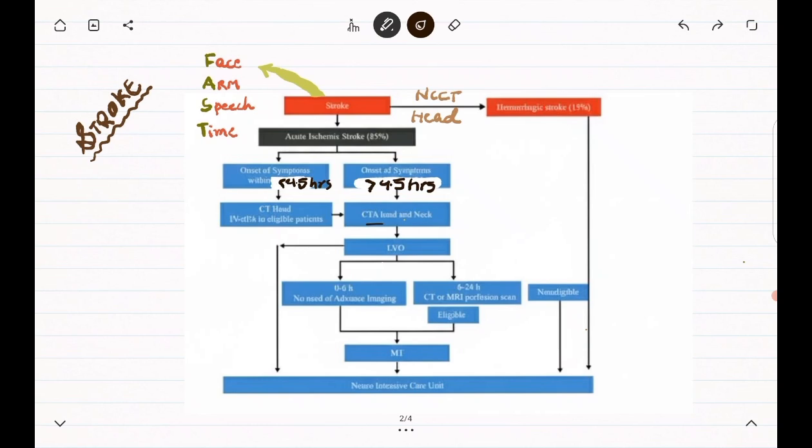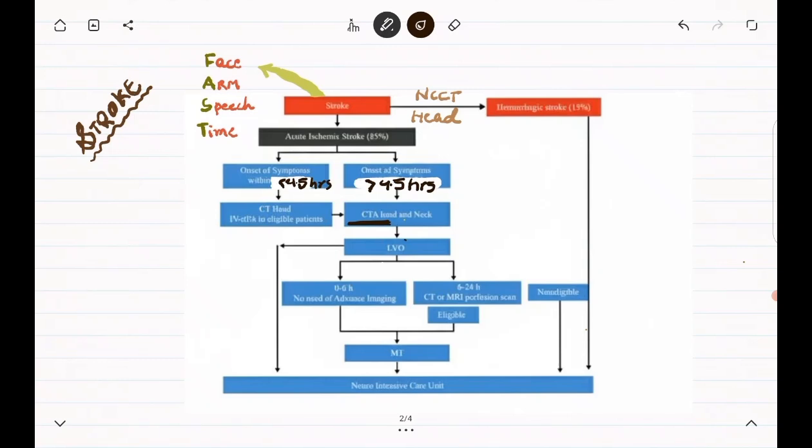we have to get the CT angiography of the patient done first. If the symptoms have started more than 4.5 hours ago, we have to do CT angiography. We cannot give thrombolytics directly, because the risk of bleeding with thrombolytics after 4.5 hours is much more compared to the benefit we receive from giving the thrombolytics.